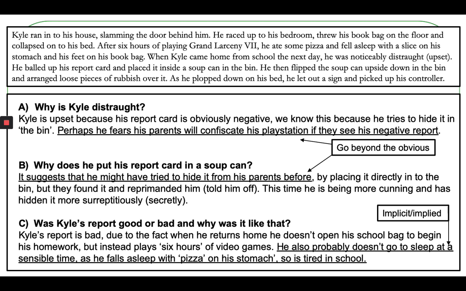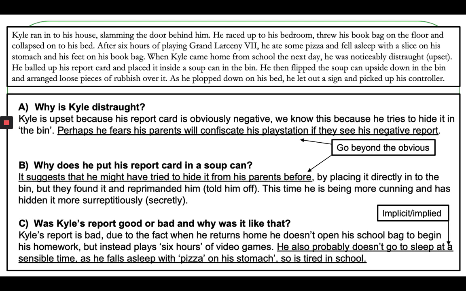And lastly, was Kyle's report good or bad, and why was it like that? Clearly it was bad. Why was it like that? Well, he doesn't open his school bag when he comes home from school to do his homework. He instead plays 6 hours of video games. And he also probably doesn't go to sleep on time, so therefore he's tired and disengaged in school. So this is my implicit or implied inference. It's implied that he's tired, so he's probably disengaged in school.